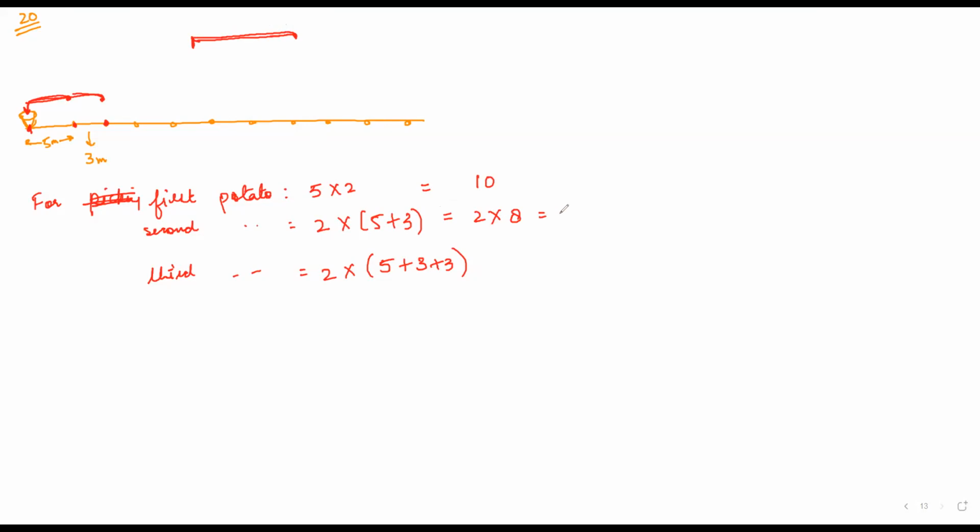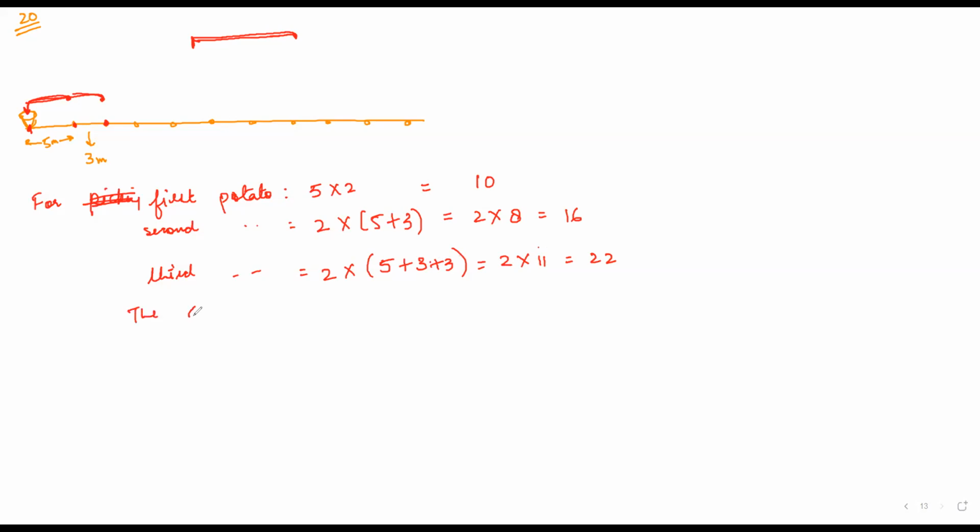Ma'am, you wrote 2 into 5 plus 6. No, this is simple. 2 into 5 plus 3. 5 plus 3 is 8. So 16, right? 5 plus 3 is how much? 8. Yes, 16. So it is 2 into 5 plus 3 is 8. 8 plus 3 is 11. So this is 22. This is the sequence I'm getting.